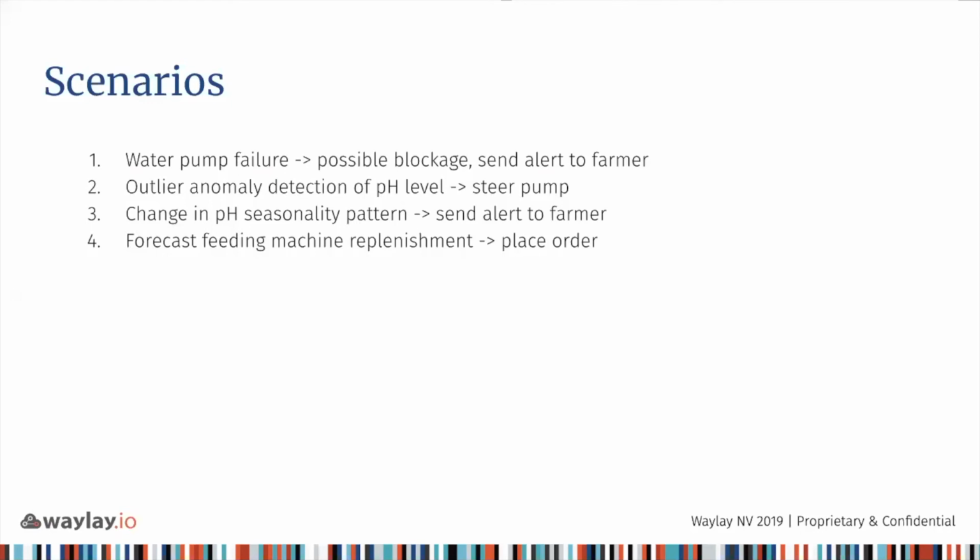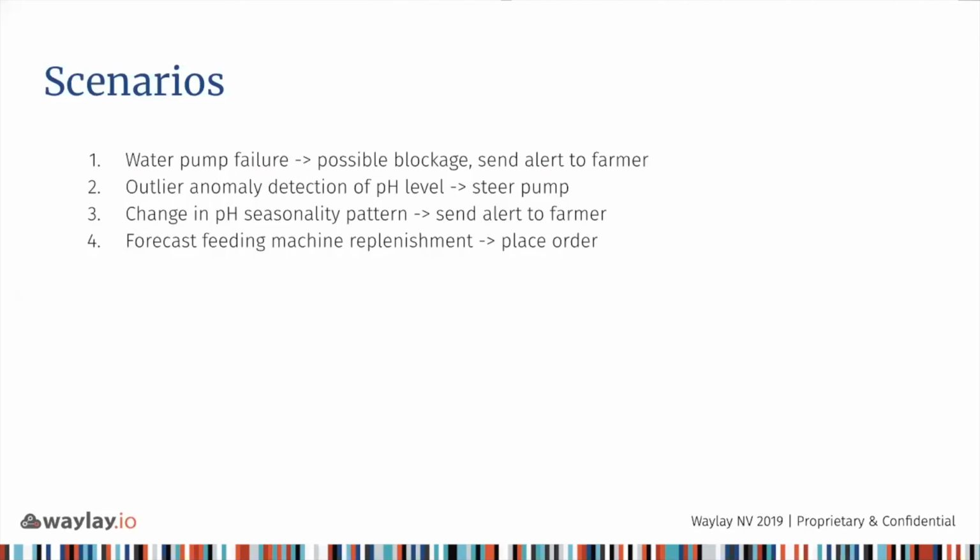A second scenario could be that we have a pH level anomaly. It could be an outlier. An outlier could mean that we need to boost the pump to pump more oxygen into the tank because the acidity has increased too much.